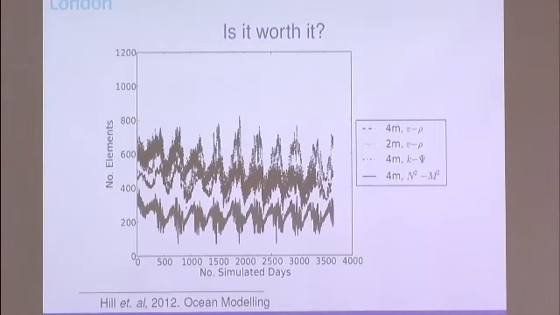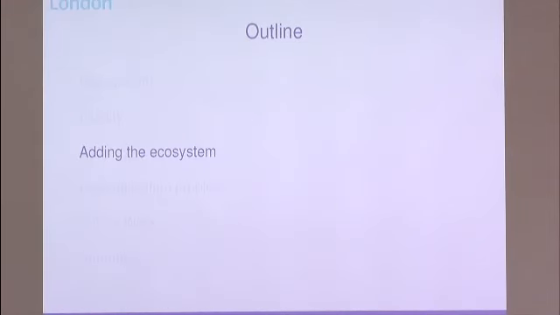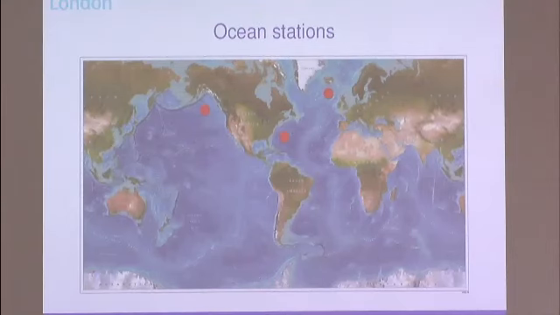So it should well be worth it. Okay, now comes the tricky part, adding the ecosystem. So there are 3 ocean stations that we've considered in these 1D columns.